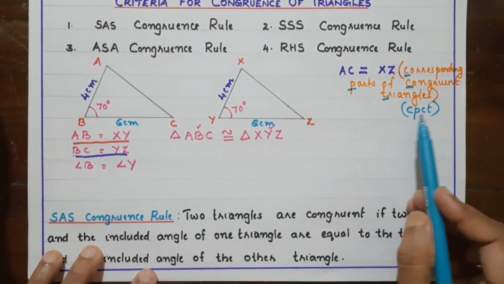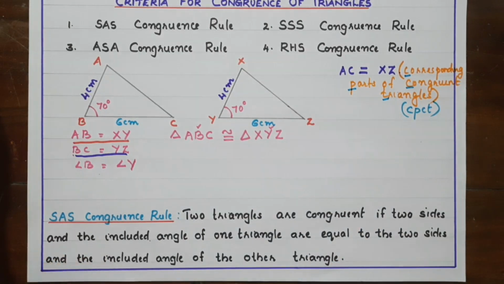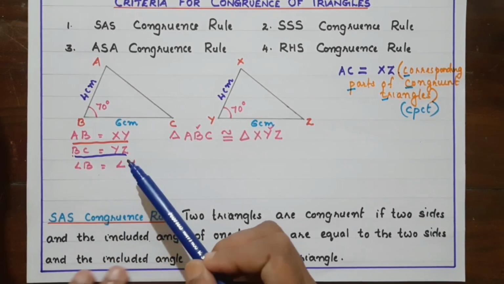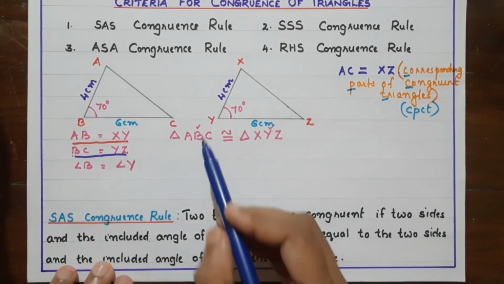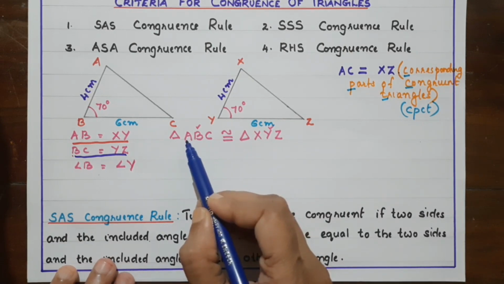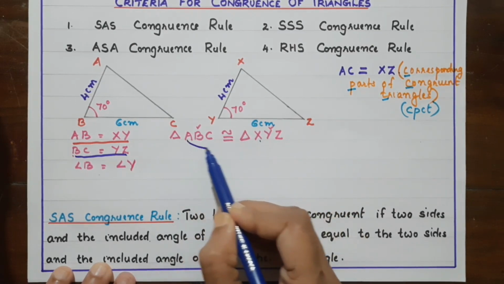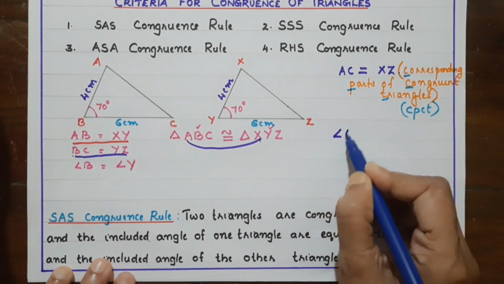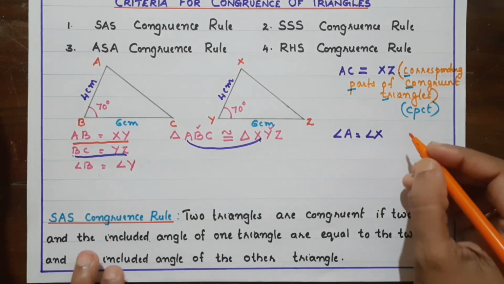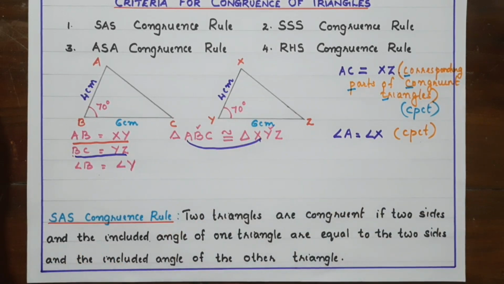Okay, now by using this CPCT, what all equalities can we say more? See, here we considered only one pair of angles. So remaining angles are also equal. Okay, we considered only B. And what are the angles remaining? A is remaining. So which angle will be equal to A? X. Okay, A and X. So we can write angle A is equal to angle X. What is the reason? CPCT. That means they are corresponding parts of congruent triangles.